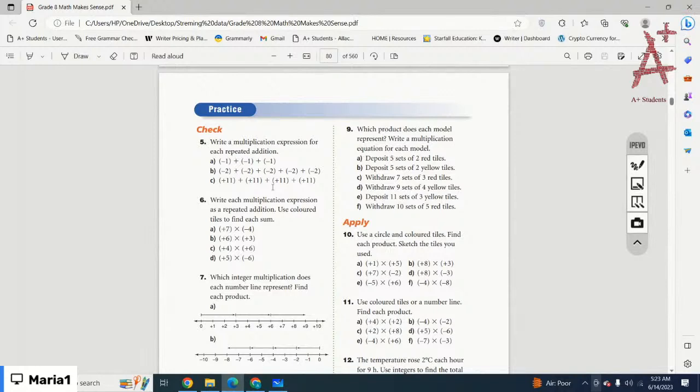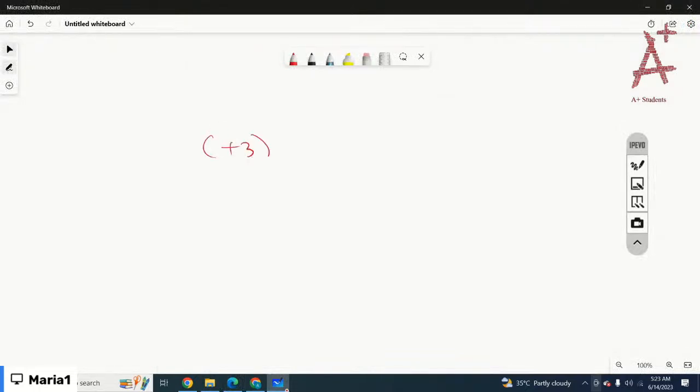So let's start with the first question. You can see here you have -1, -1, -1. You have 3 times -1. You have to write it as a multiplication expression. So how do we write it? You are multiplying -1 how many times? Positive 3 times. Got it? You can write it as positive 3 times -1, which equals -1 plus -1 plus -1. Got it?